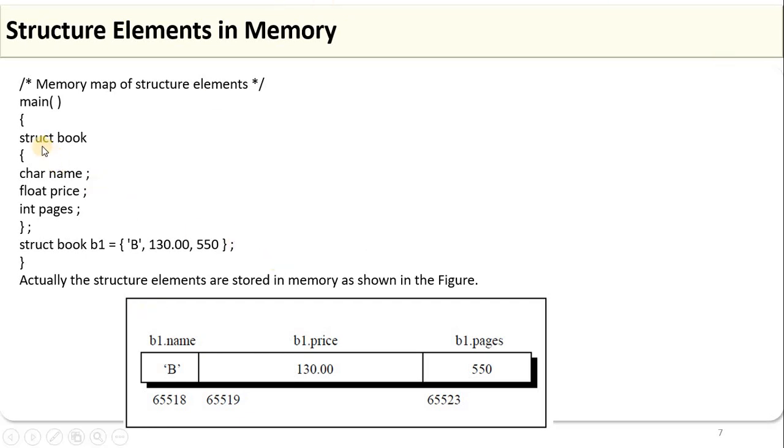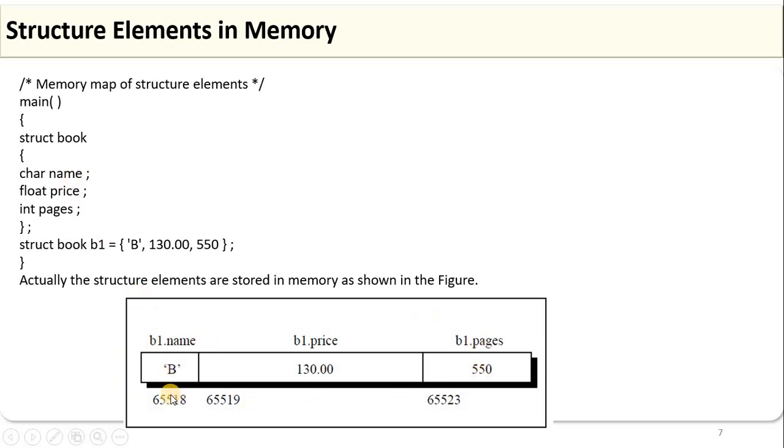If I declare a structure called book and the structure members are name, price and pages, and if I initialize that structure variable b1 like this, name being b, price being 130 and pages being 550, then if we see how the memory map of this structure looks, that is where all the structure elements or structure members are stored in the memory, it would look like this.